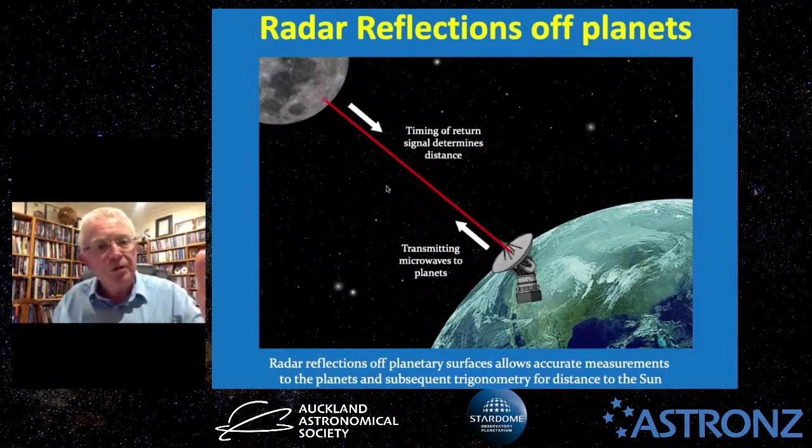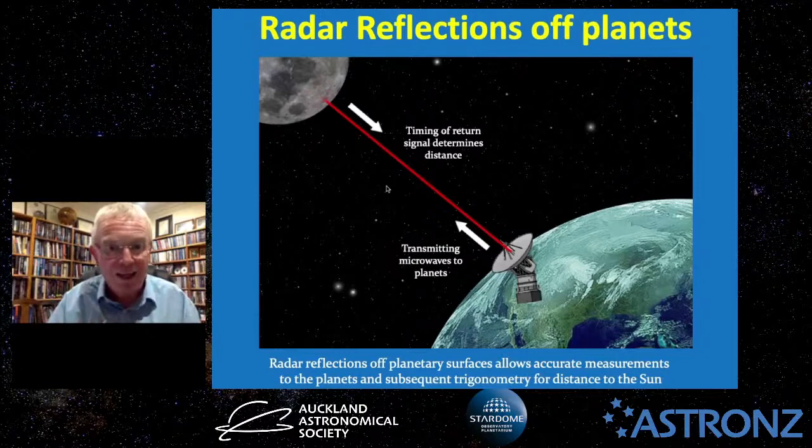And of course, they're able to do it to the moon, and just to see how accurate it was too, and compare it with the very, very accurate lasers. So they got pretty good at doing radar, and they use radar to reflect off the surfaces of planets. Now, you think, okay, that's pretty straightforward.